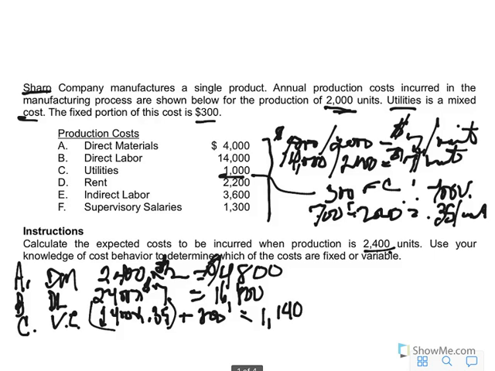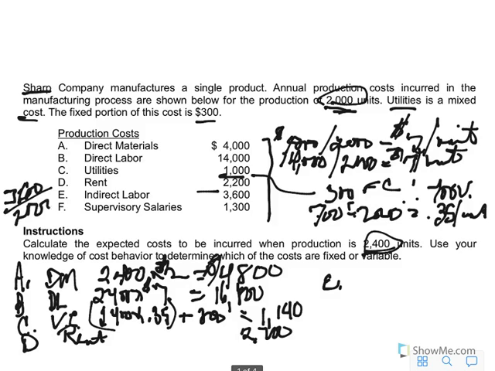All right. D, well, D is easy. D is rent. And rent is fixed, so that's 2,200. It's fixed at 2,000 units, and it will be fixed at 2,400 units. E, indirect labor, is variable. So therefore, I figure it out. It's going to be 3,600 total, divided by number of units, 2,000, and I get $1.80 per unit. So therefore, at 2,400 units, times $1.80, and we would have 4,320.